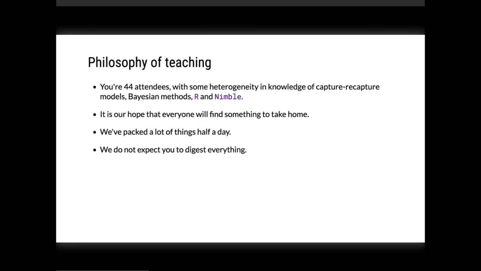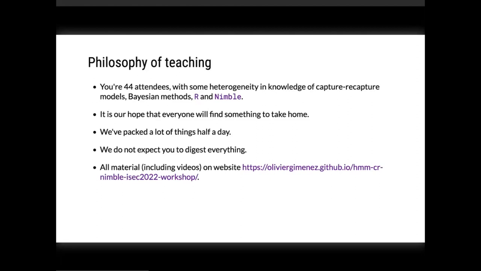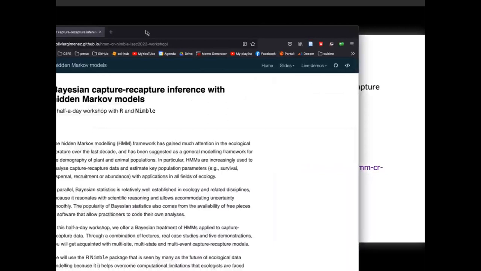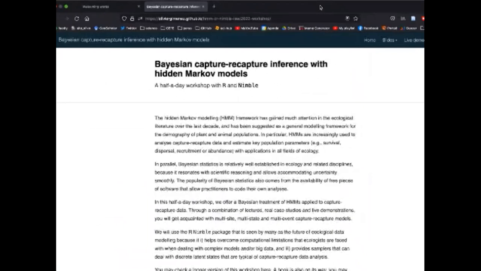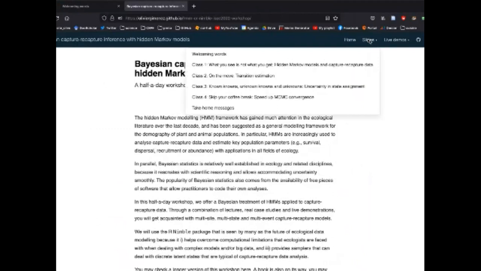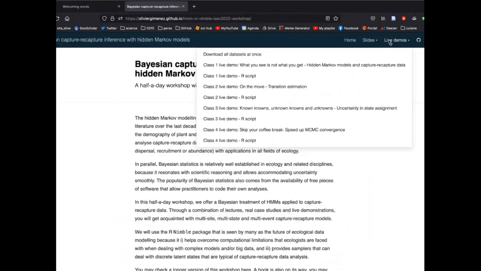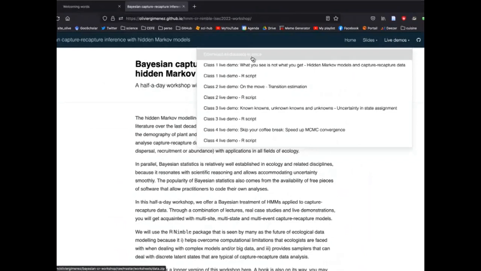And to help, we have made all the material available on the website. That's the website I sent you by email. So I'm going to try to share it with you. Yeah, that's the website. And on this website, you have two pull-down menus here, the slides. So you have all the slides. And also you have the live demos. So we will go through lines of code from time to time during the sessions. And you have this option here to download all the data sets at once as a zip file.